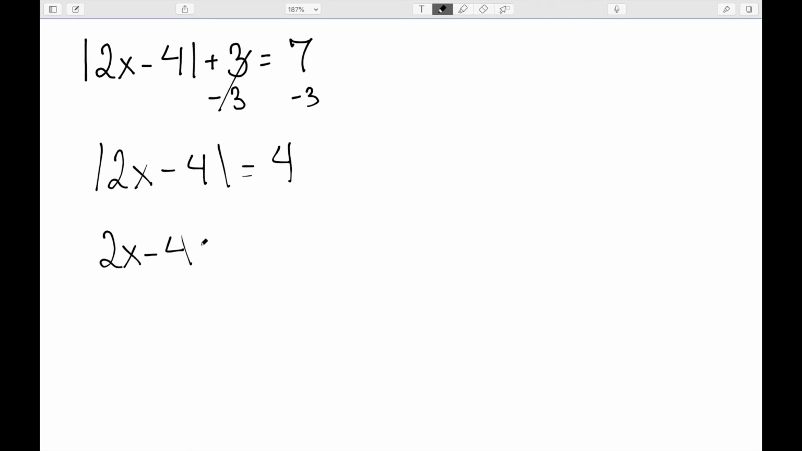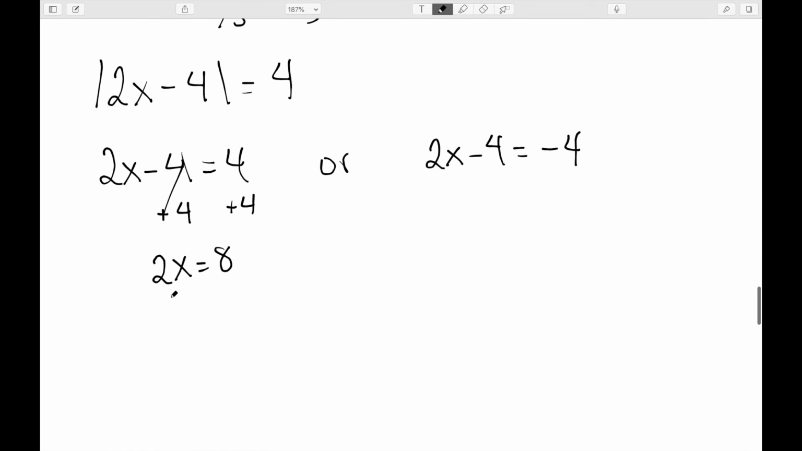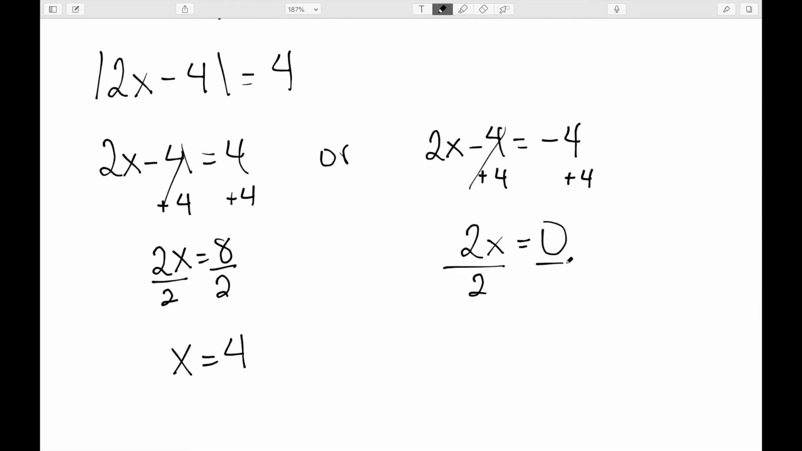Well, we know that the absolute value of 4 is 4, and the absolute value of -4 is 4. So my two equations, 2x minus 4 equal to 4 and 2x minus 4 equal to -4. On the left, adding 4 to both sides gives me 2x equal to 8. I can then divide both sides by 2 to get x is equal to 4. On the right, we add 4 to both sides to get 2x equal to 0. Dividing both sides by 2 gives me x is equal to 0. So in this case, my two solutions are 4 and 0.